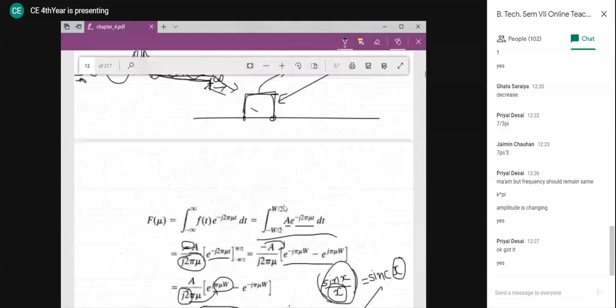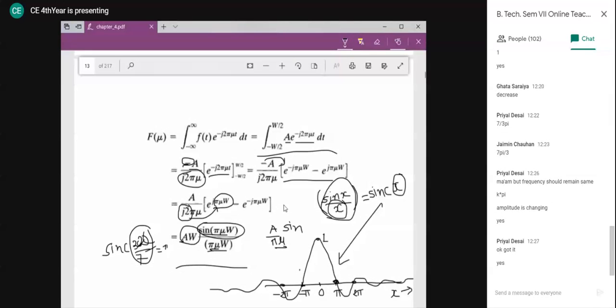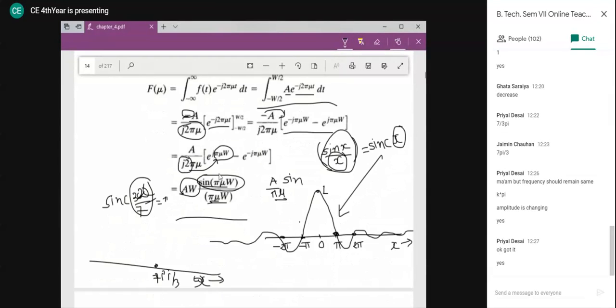That is our second conclusion. Now the third point that we have here: let's plot this. Can you tell me what is its first zero? I want to plot this sinc function particularly. What is its first zero?